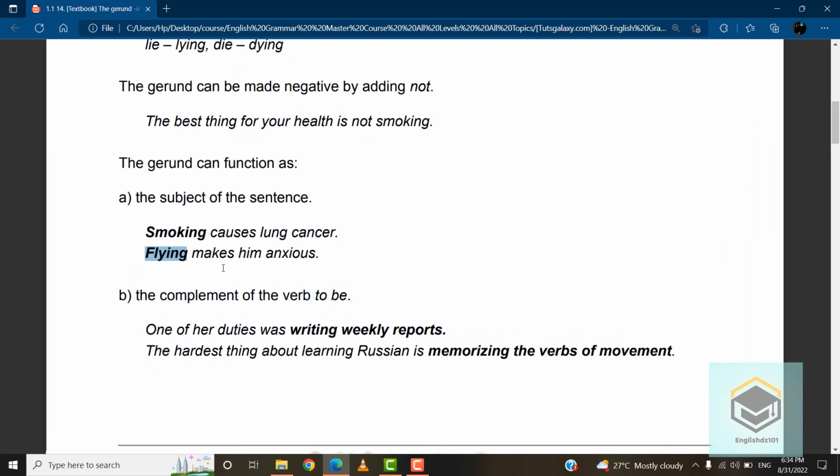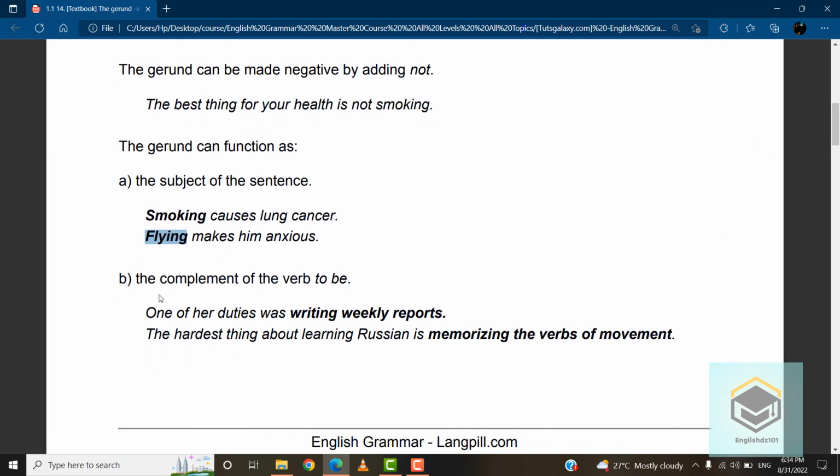Now let's look at an example where it is a complement. So one of her duties was writing weekly reports. Now writing here is a complement.